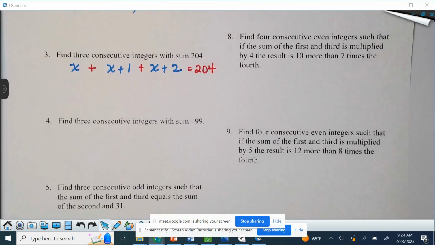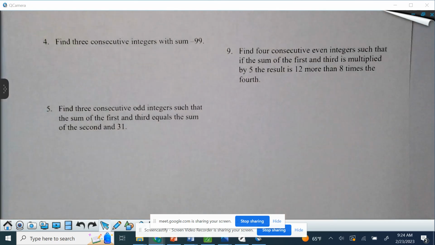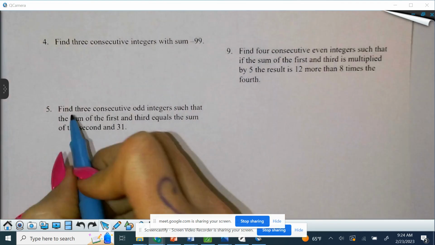Now, number 5. This is going to be EOC-like. Might feel like a lot for the moment. But hang in there with me for a second because I think you can do it without a problem. It's just a matter of not letting yourself get psyched out. Now, 3 consecutive. So I'm looking for 3 numbers. They have to be odd.